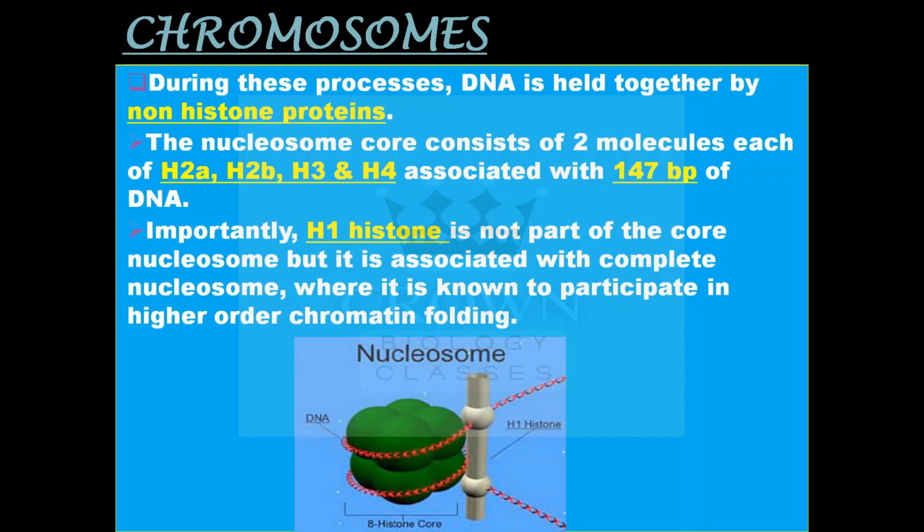As we know, the eukaryotic DNA is associated with histone and non-histone proteins. The nucleosome core consists of two molecules each of H2A, H2B, H3 and H4. See, H1 is not associated here. H2A, H2B, H3 and H4 are associated with 147 base pair of DNA. Importantly, H1 histone is not part of the core nucleosome, but it is associated with the complete nucleosome, where it is known to participate in higher order chromatin folding. So this H1 histone has its own role, but the nucleosome core consists of only H2A, H2B, H3 and H4.